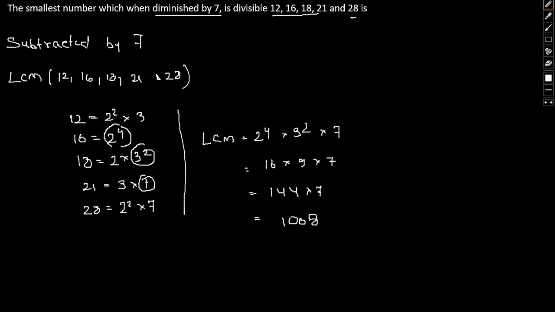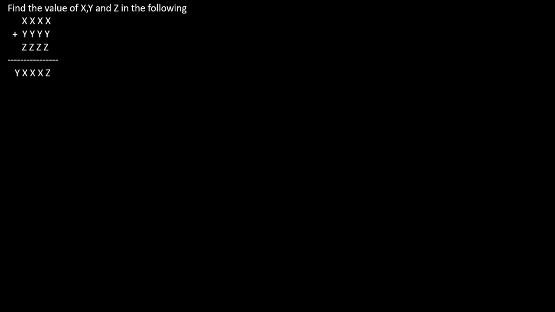Now a number has been reduced by, or subtracted by, 7 to obtain 1008. So therefore our required number will be 1008 plus 7, that is 1015. I hope this is clear as to how we derived this. Now let's take a look at another question.